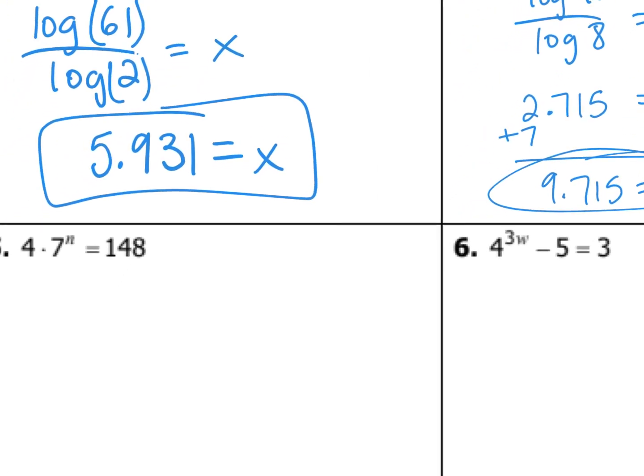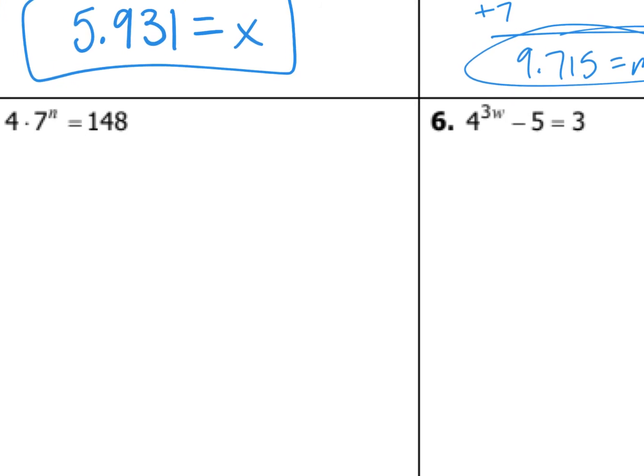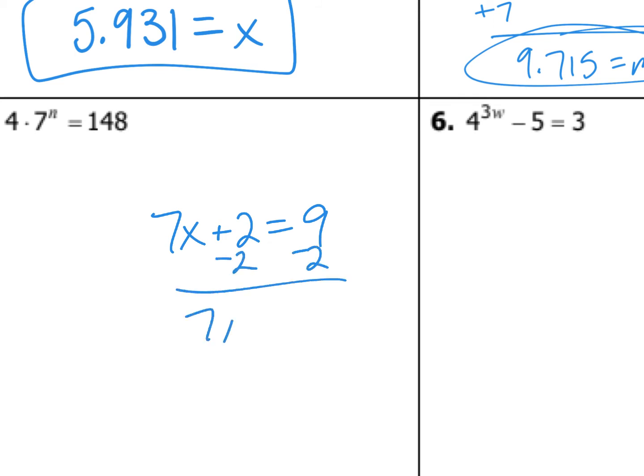Okay. All right. 5 and 6. Before we start these, I want to look at a basic equation that we've been solving all day, and you guys have been doing pretty good with it. For instance, if I had 7x plus 2 equals 9, what's the first thing I would do? Subtract the 2. So I'd get 7x equals 7, and the last thing I would do is divide by 7, and I'd get x equals 1.